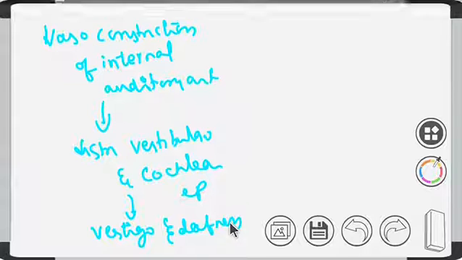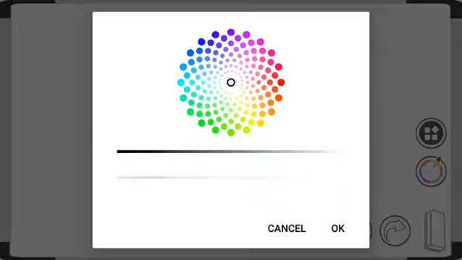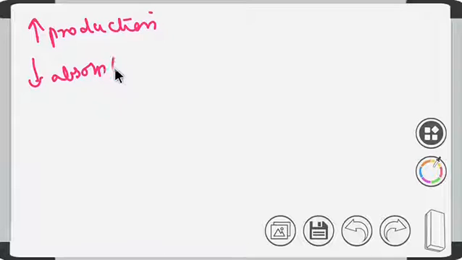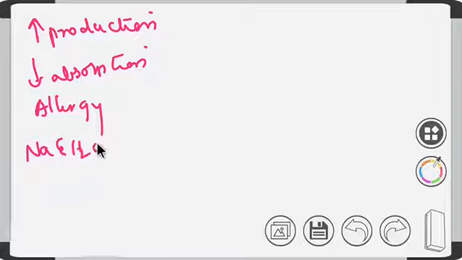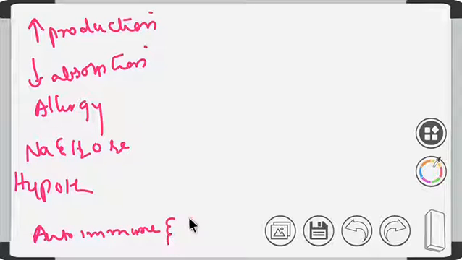Clear? So let's revise the causes. The causes are increased production. Why is there increased production? Due to hypoxia of the stria vascularis. Clear? Decreased absorption. Why is there decreased absorption? Because of hypoperfusion of the endolymphatic sac. Allergy. Then sodium and water retention. Other one is hypothyroidism. Other causes are autoimmune and viral etiologies. Clear? These are the causes of Meniere's disease.